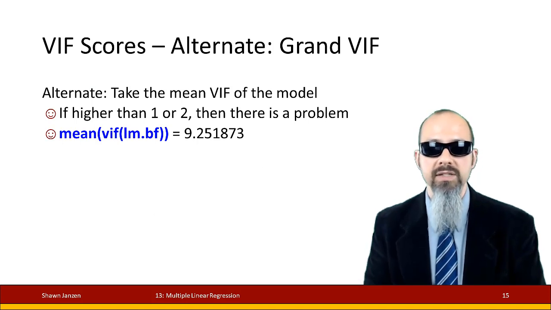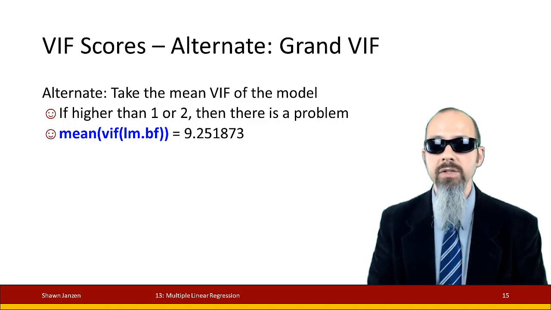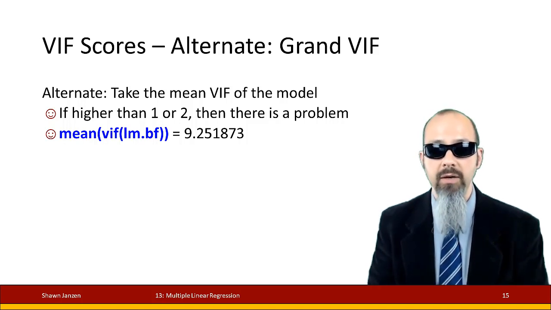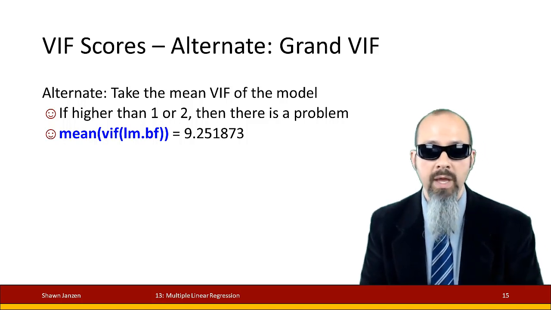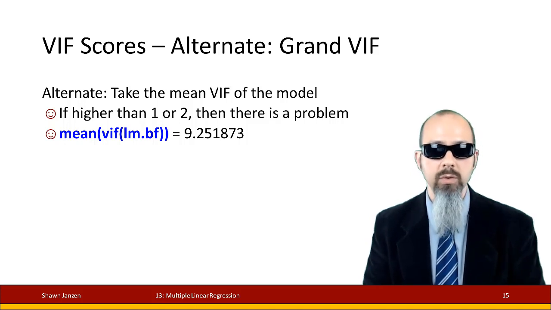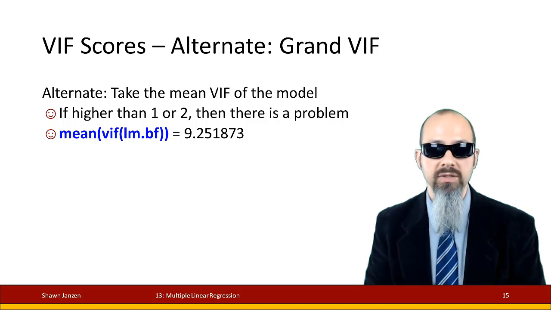Another way we can look at this is, instead of looking at the VIF scores for each individual variable, we can also take a mean of the VIF function of the regression model, and that's going to give us the VIF of the entire model as a whole. Now in this case, you don't want to be above 2. Don't go above 2. The mean VIF score of our model at the moment is 9.25 and change. So definitely showing that we have a problem here.